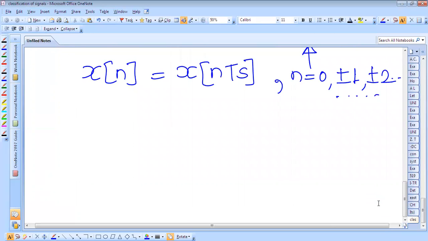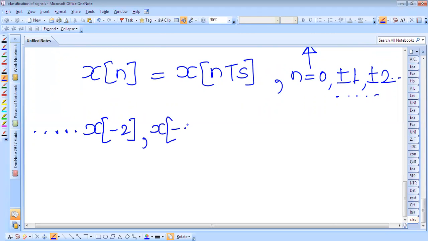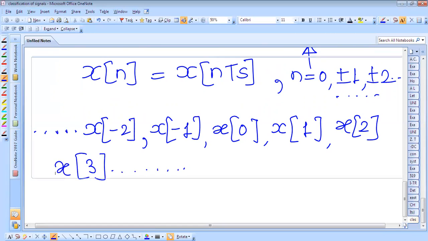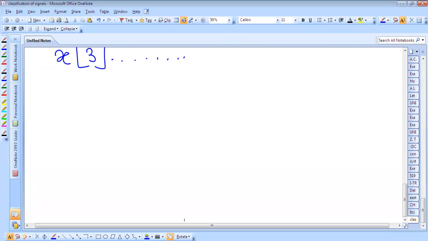Therefore a discrete time signal is represented by a sequence of numbers. The sequence of numbers may be like this: x of minus 2, x of minus 1, x of 0, x of 1, x of 2, x of 3, like this. So this is a sequence of numbers. So this is all about the continuous and discrete time signal.